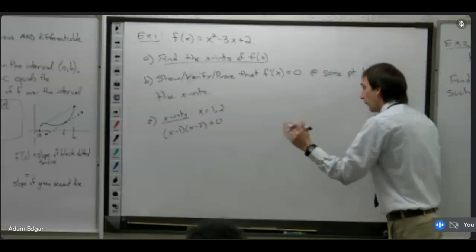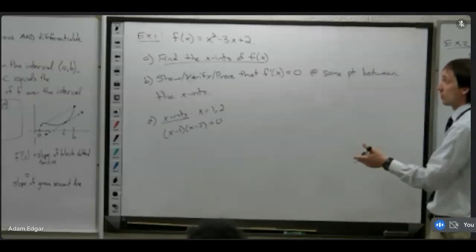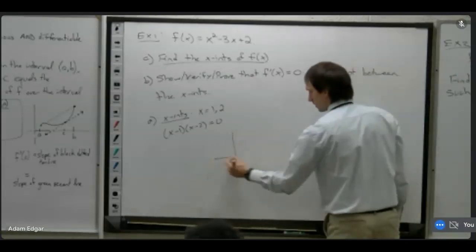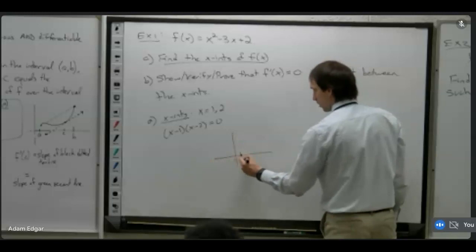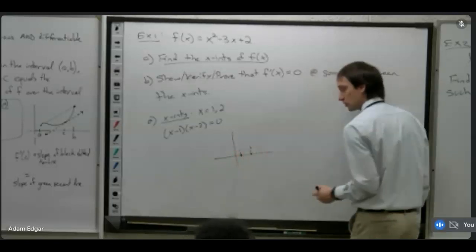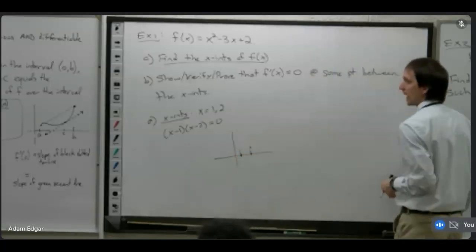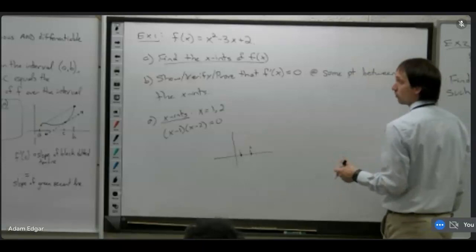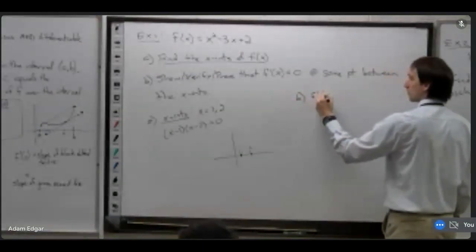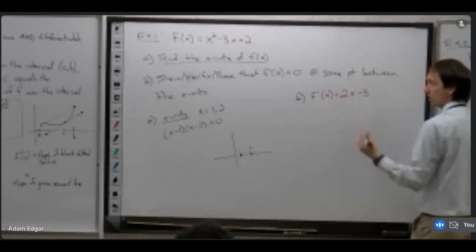Once you got that, we want to show that the derivative equals 0 somewhere in between the x-intercepts. So if we had a graph of this, we have an x-intercept at 1, we have an x-intercept at 2, not drawn to scale. Somewhere in between here, the derivative has to equal 0. So somewhere in between here, the curve is going to be flat. So what's the derivative? 2x minus 3.